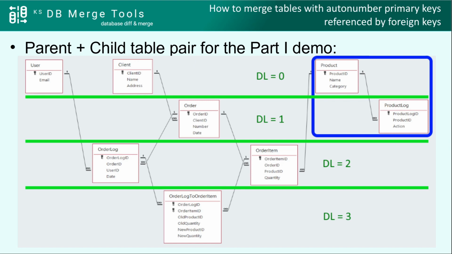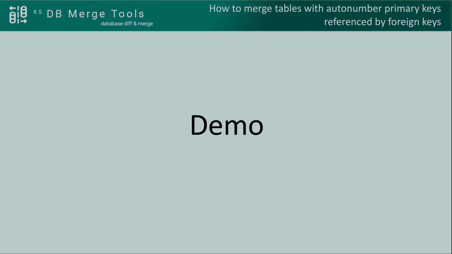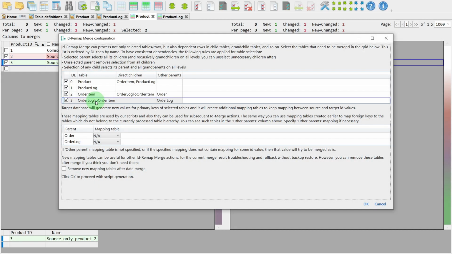DL is very important for Id-Remap merge implementation. We need to process tables with lower DL first and get Autonumber IDs of inserted rows, and only then use these IDs to insert into foreign key values for tables with higher DL. Now let's get back to our demo. For now we need to merge only product and product log, so we disable order item. Order log to order item is disabled automatically because it depends on order item.